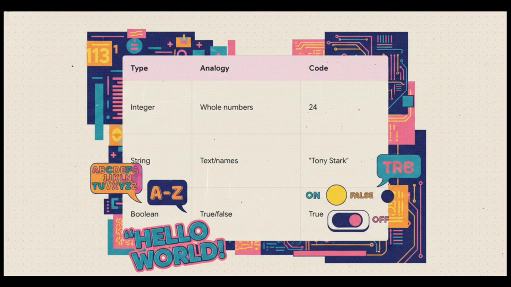Next, we have the string. A string is basically a collection of characters, used for text. Whether it's a single letter or a full name like Tony Stark, you use a string, and it's usually wrapped in quotation marks so the computer knows, hey, I'm reading text here, not a code command.